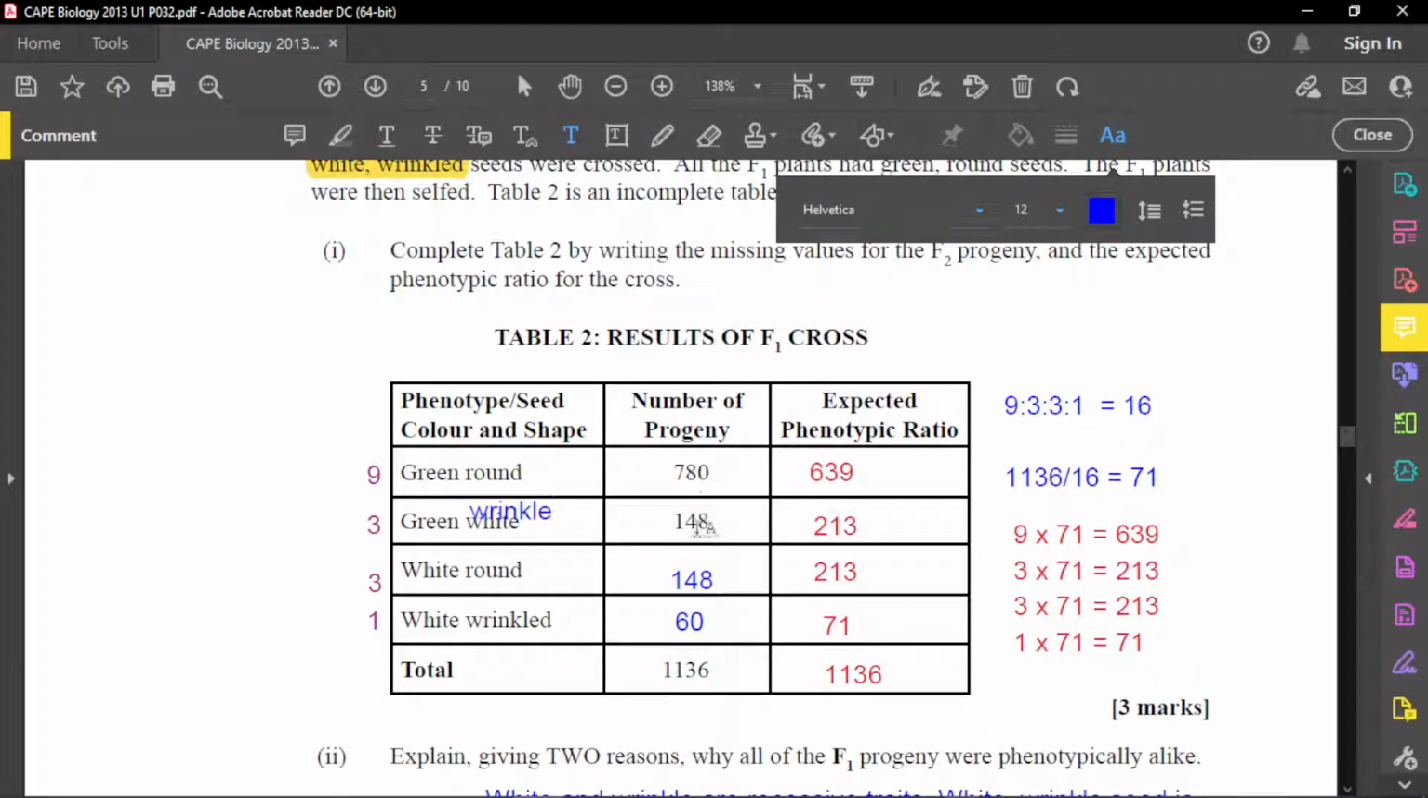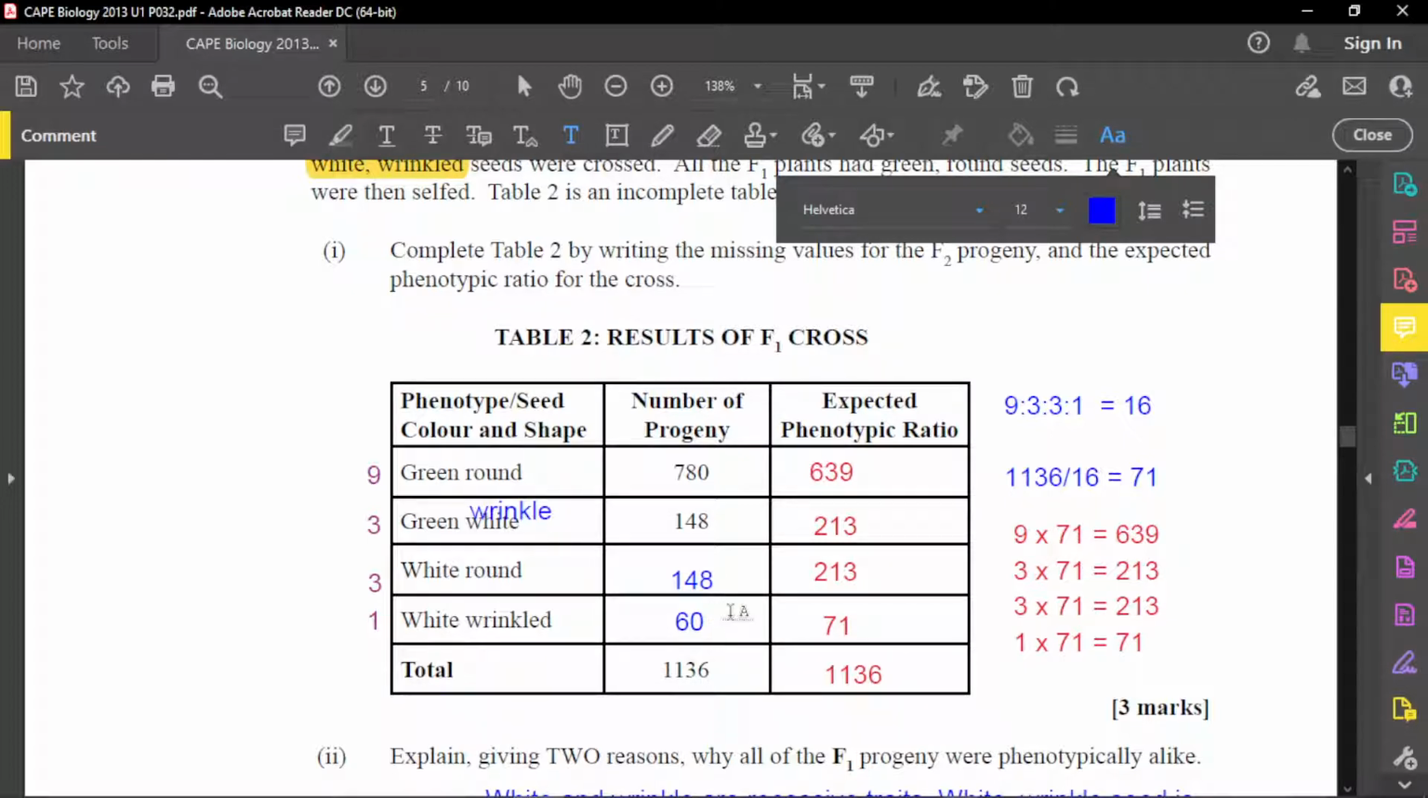So what I know for sure is that if my 9 ratio is 780 and my 3 ratio is 148, then my other 3 ratio must be 148. And then I add up all these numbers, which is 780, 148, and 148. I get 1,076. 1,136 minus 1,076, I get 60. So I know that my 1 ratio will equate to a number of 60.